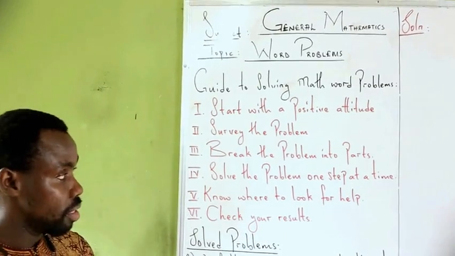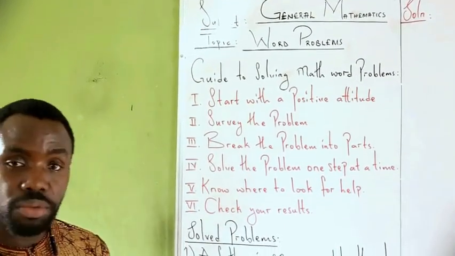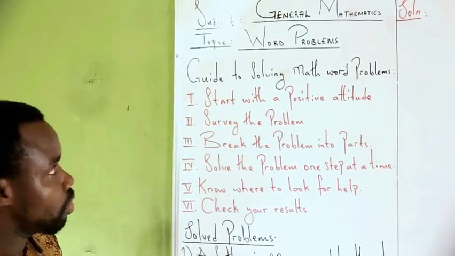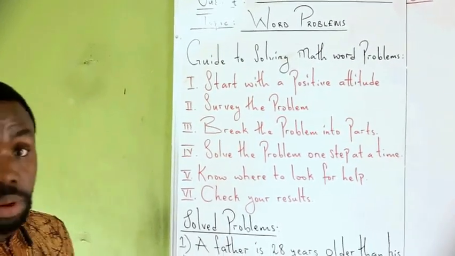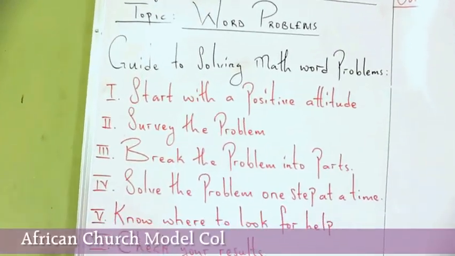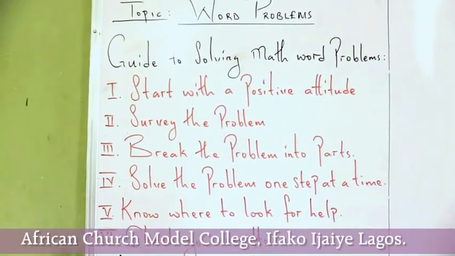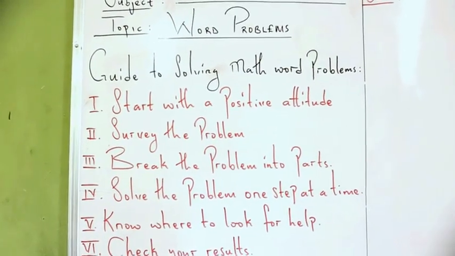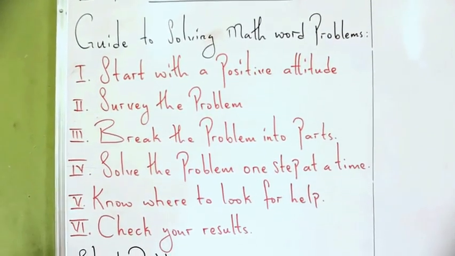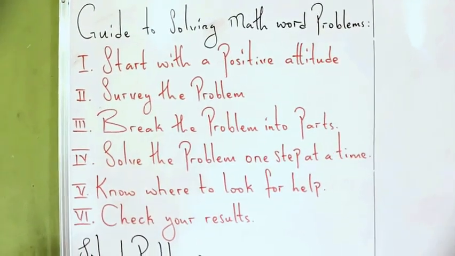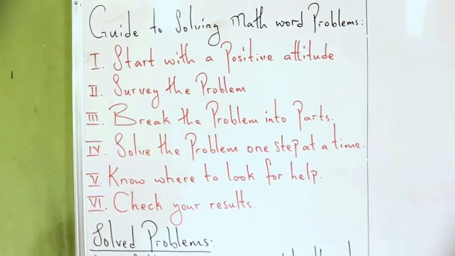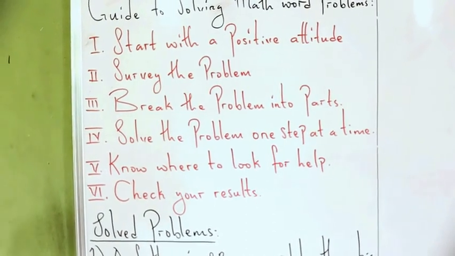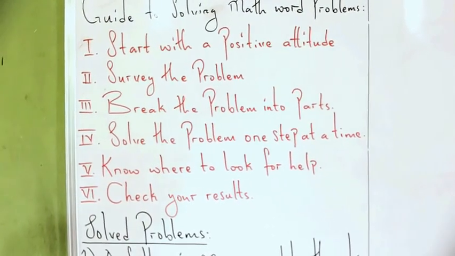Then number 5, you know where to look for help. You should be able to identify the aspect or the topic where the question is coming from, because word problems cut across different topics in mathematics. It could involve quadratic equations, it could involve linear equations, it could be a problem on longitude and latitude, it could be a problem on inflation or commercial arithmetic. And finally, you have to ensure you go through your results, you verify them, you insert your results into the equation to see whether they are true.